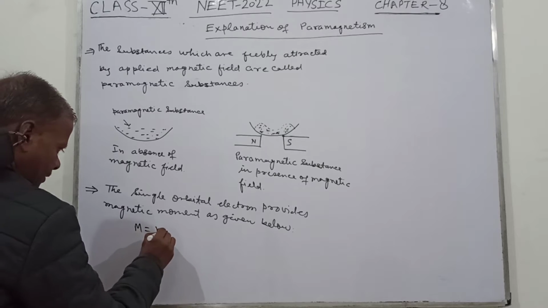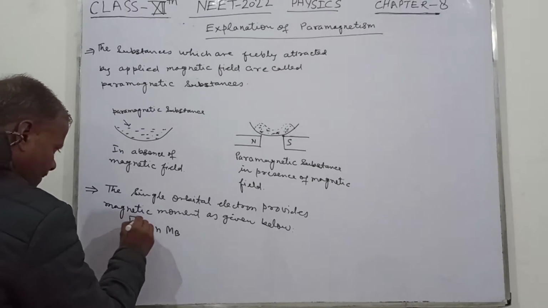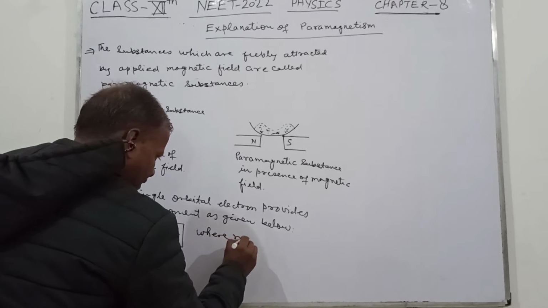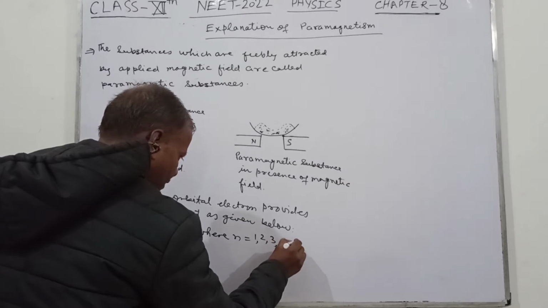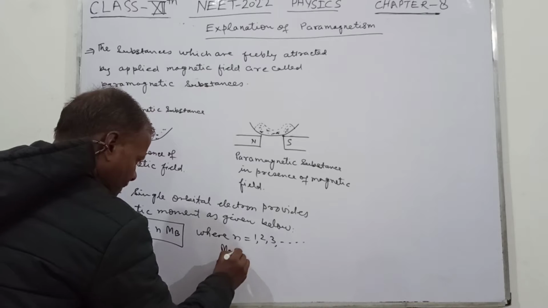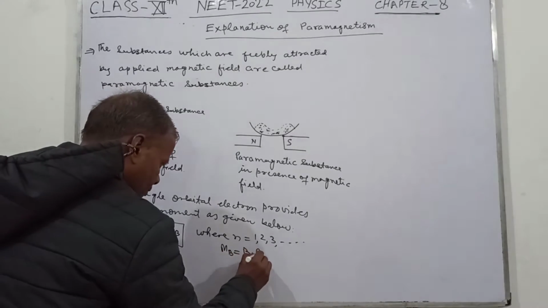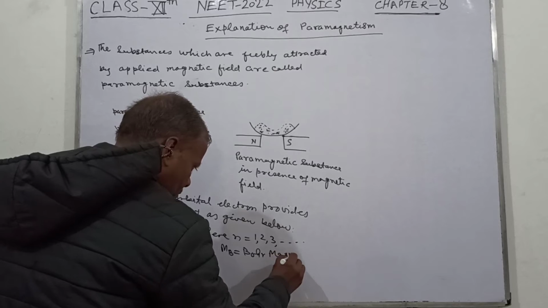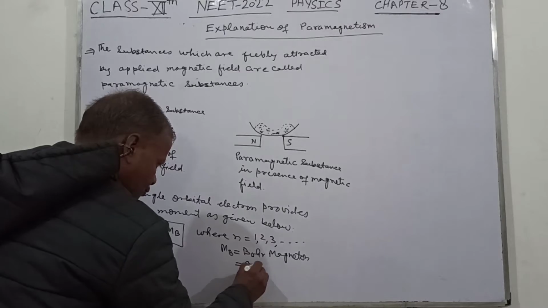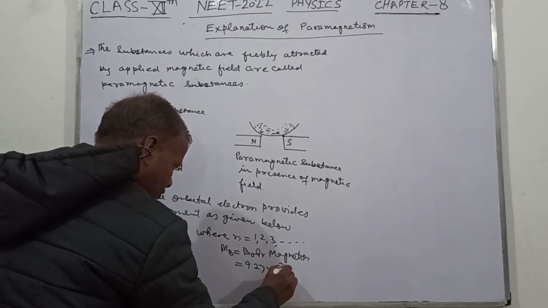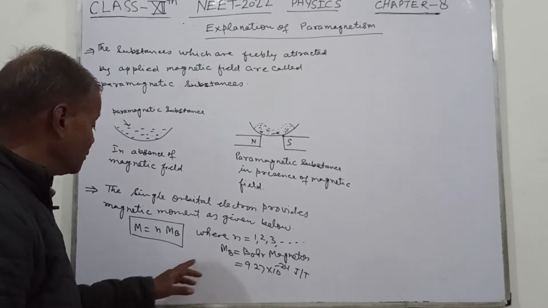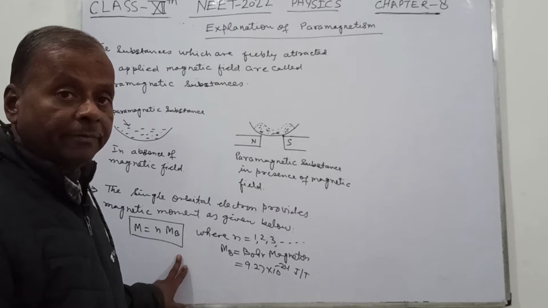M equal to n into MB, where n equal to 1, 2, 3, 4 and so on, the principal quantum number, and MB, Bohr magneton, and its value is 9.27 into 10 raised to the power minus 24 joule per Tesla. It means the single electron provides so much magnetic moment.